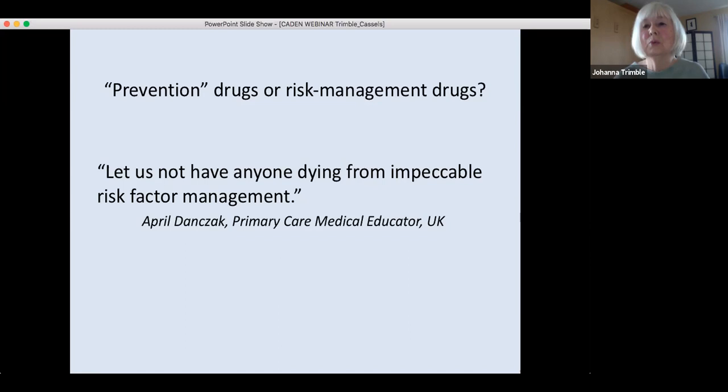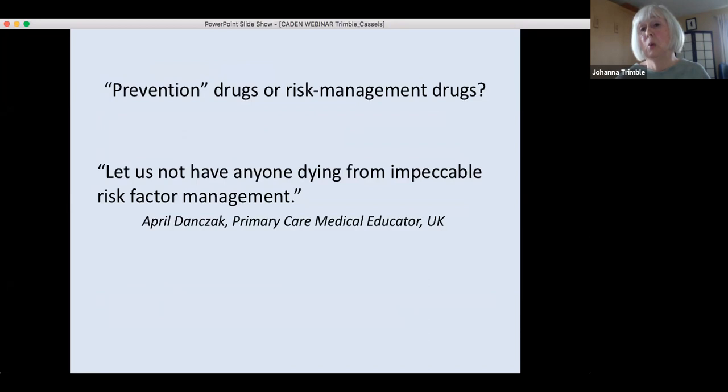Antibiotics might be close, insulin's very close, but most prevention drugs are basically drugs for risk management. They may make your risk of getting something in the future a little lower, but they're not going to prevent it. And many of the drugs don't really lower your risk a lot, and they may not work for you as an individual.